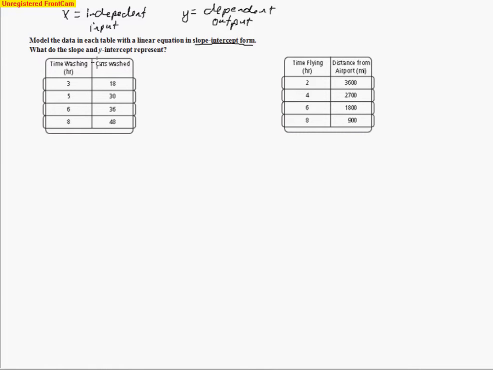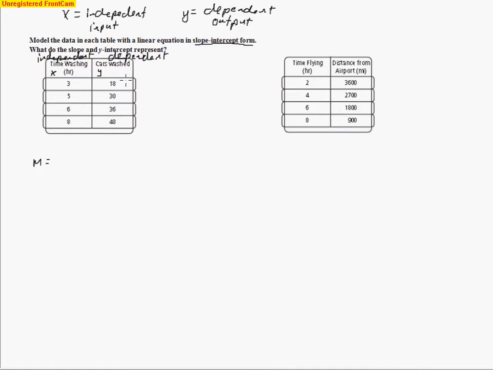So time of washing, and then cars washed. Cars washed is dependent on the time. So this is independent. And that helps us figure out which is our x and which is our y. This is going to be our x, this is y. That's important when we're trying to find the slope, and that's what I need to do.